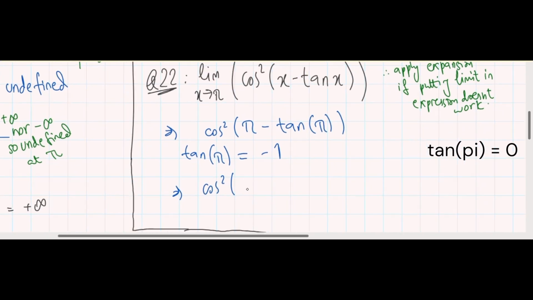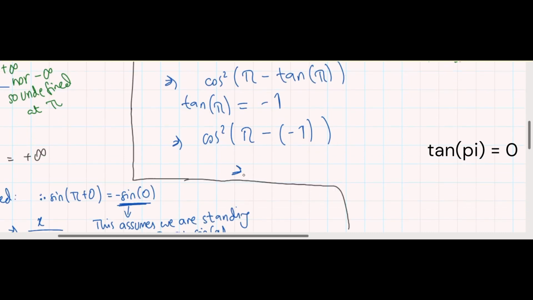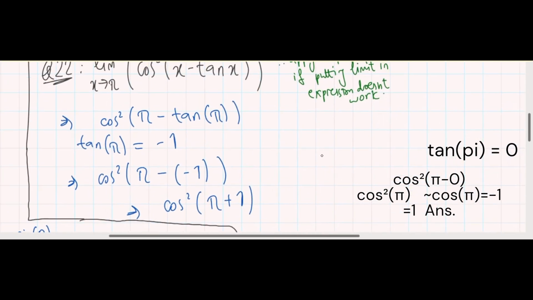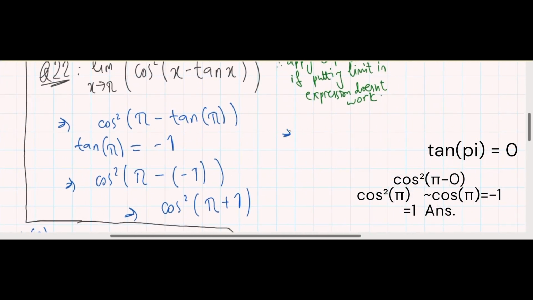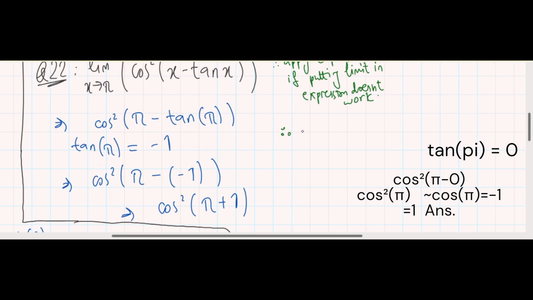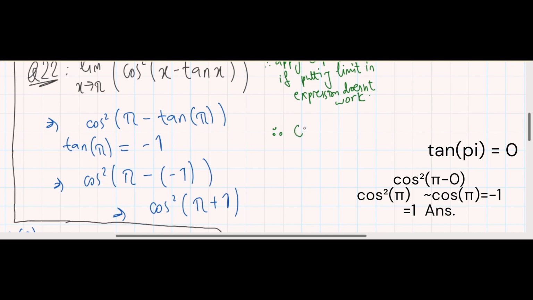So it's actually -1, huh? Let me actually think about it. Is that right? Yeah, okay, my bad. Tan pi is actually 0, so it would just be cos square pi, and cos pi is -1, -1 squared is +1. So the answer is +1 here because tan pi is 0. I'm gonna write that in the video.